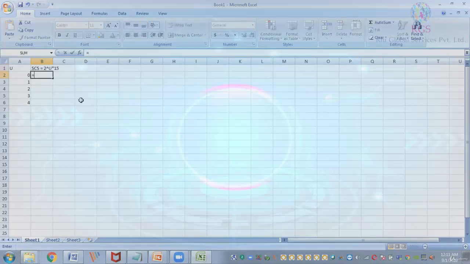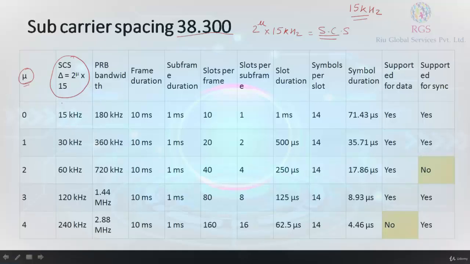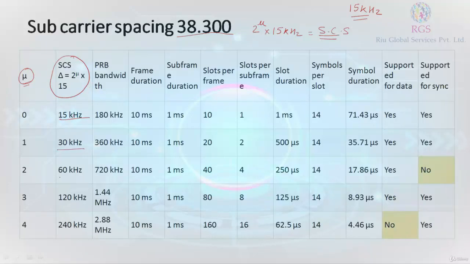So let me put it into a formula. For example, 2 to the power of mu times 15 kilohertz. So 2 to the power of 0 is 1. Anything raised to the power 0 is 1. So these are the different subcarrier spacings which are available: 15 kilohertz, 30 kilohertz, 60 kilohertz, 120 and 240.